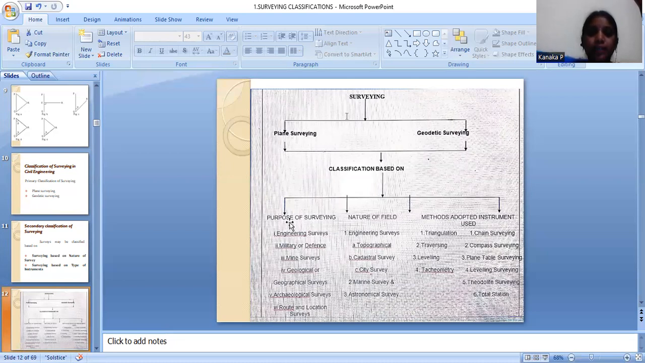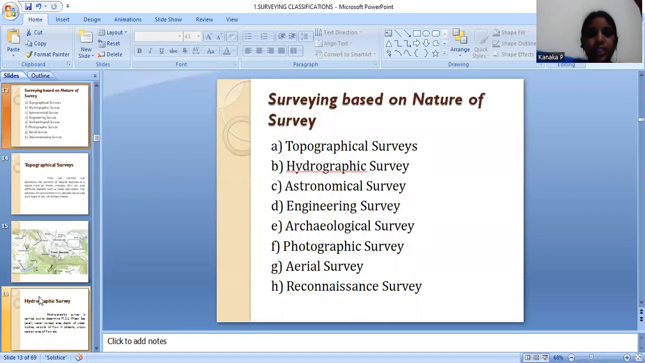Based on the nature of field: engineering survey, with subdivisions of topographical survey, cadastral survey, and city survey. Second, marine survey. Third, astronomical survey. Methods adopted: triangulation method, traversing method, leveling, and tachometric methods. Instruments used: chain, compass, plane table, leveling instruments, theodolite, total station, etc. This is the classification of surveying.